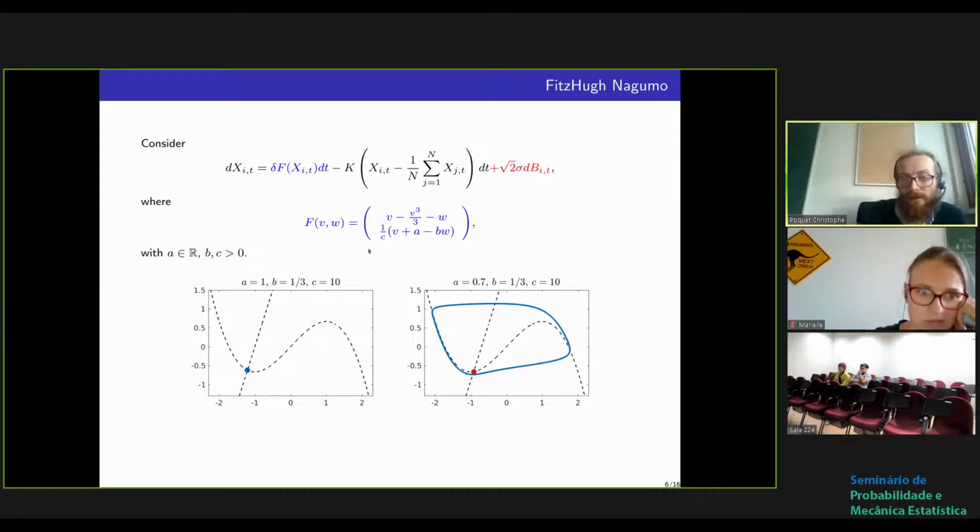So it's another example of dynamics in R^2.